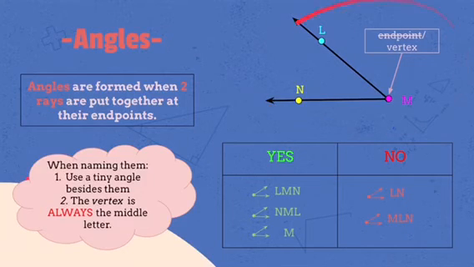So for example, we'll name this. So we can name this angle LMN because as the order comes, LMN, M, which is the vertex, is in the middle. So that's correct. We can also name it angle NML because also the vertex is the middle letter. Then again, we can just name this angle M, but that is only because there are no other angles around it. I'll show you what I mean by this next example we have.